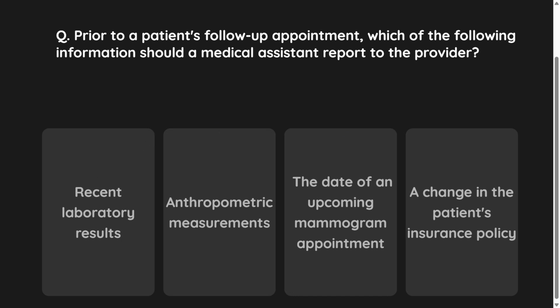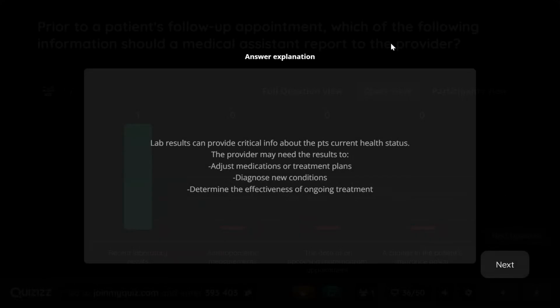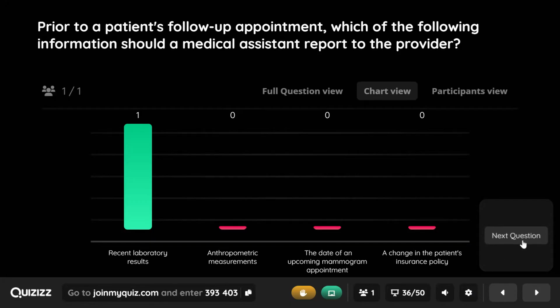Now, if you said recent lab results, then you are absolutely correct. So lab results basically provide critical information about the patient's current health status. The provider will need the results to maybe adjust medications or adjust a treatment plan for a patient, even diagnose new conditions, or determine the effectiveness of ongoing treatments.